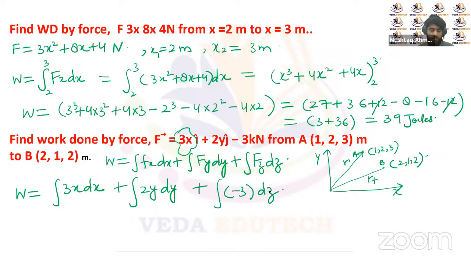Now we have to put the limits. The x component varies from 1 to 2, the y component varies from 2 to 1, and the z component varies from 3 to 2. So for x the limit will be 1 to 2, for y the limit will be 2 to 1, and for z the limit will be from 3 to 2. These will be the limits.